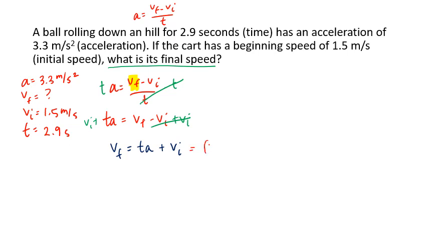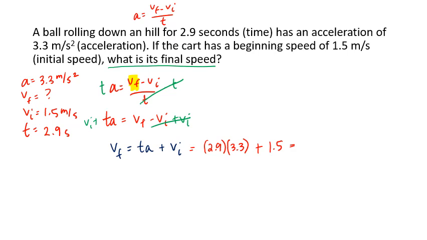So we are given a time of 2.9 seconds times acceleration, which is 3.3, and we are going to add that to the initial velocity of 1.5. Remember your order of operations. You have to do multiplication before you do addition. If you plug this into your calculator, again, go ahead, pause the video, do that now. Let's make sure we get the same value at the end.